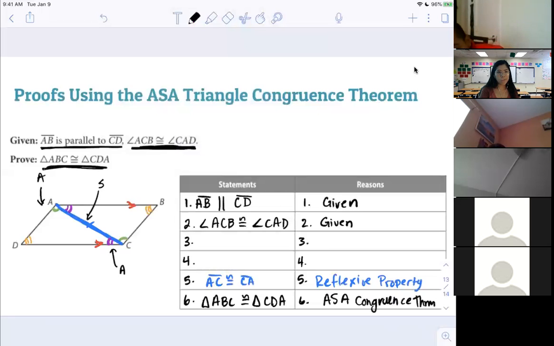This is confusing. This is why I don't like proofs. It's okay. My poor brain. It's okay.